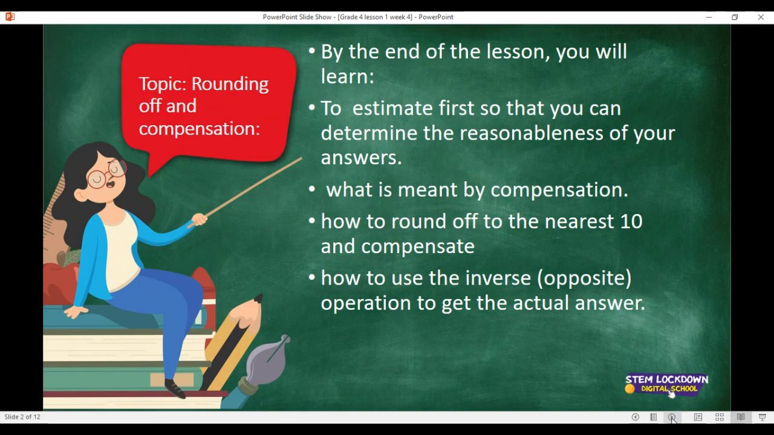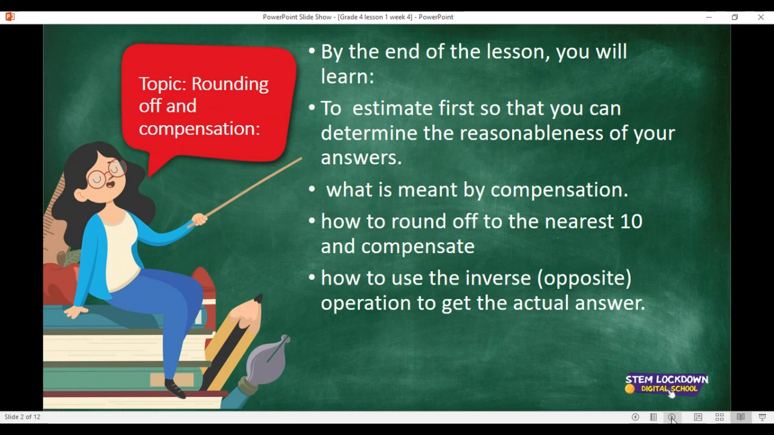You are also going to know what is meant by compensation, because in grade 3 you were doing number bonds and maybe you added using the column method, but now you see this big word. Some teachers love the column method, but you have to be exposed to all the methods of adding, and then you will use the one that works best for you. You're also going to learn how to round off to the nearest 10 and compensate. Remember, you'll know the meaning of compensation because our topic is rounding off and compensation.